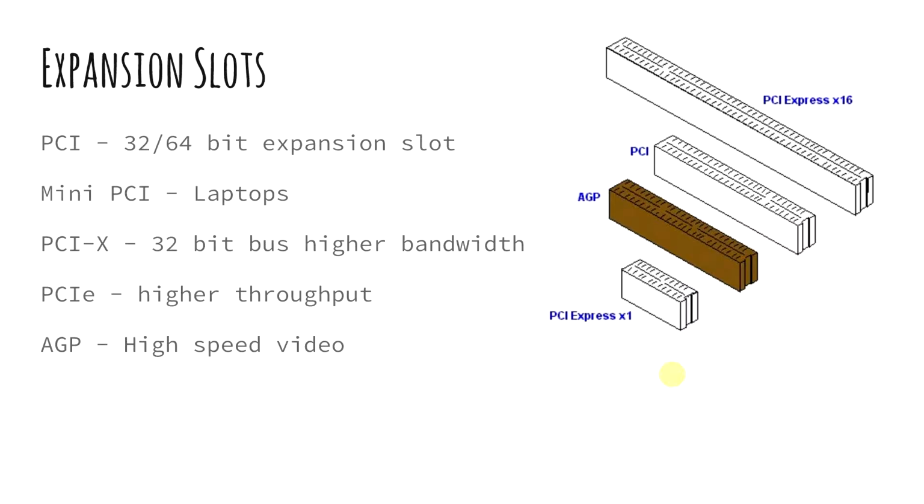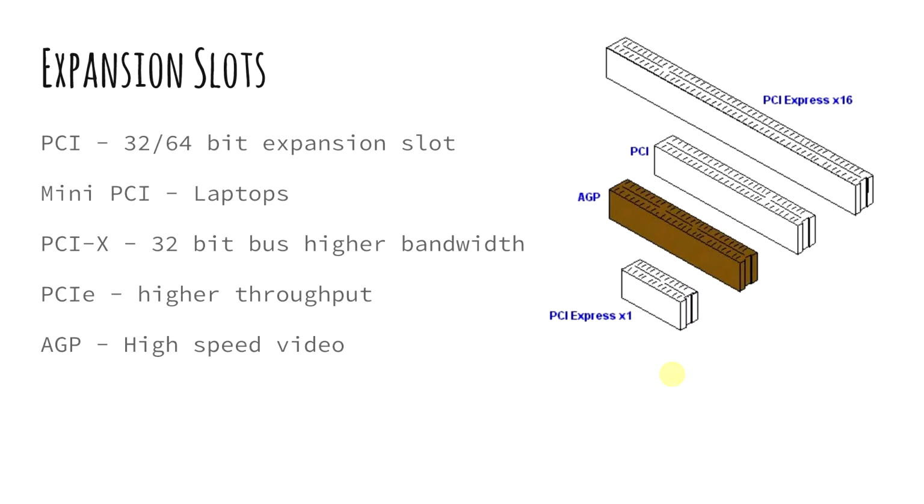We have multiple different slots on our motherboard. The first one is the PCI. This is a 32-bit or 64-bit expansion slot, and it's one of the most common ones you'll see on the motherboard outside of the PCI Express. The mini PCI is specifically for laptops. I don't have a picture of that one, but just know that it's for expansion in laptops, and there's very little expansion inside of a laptop.